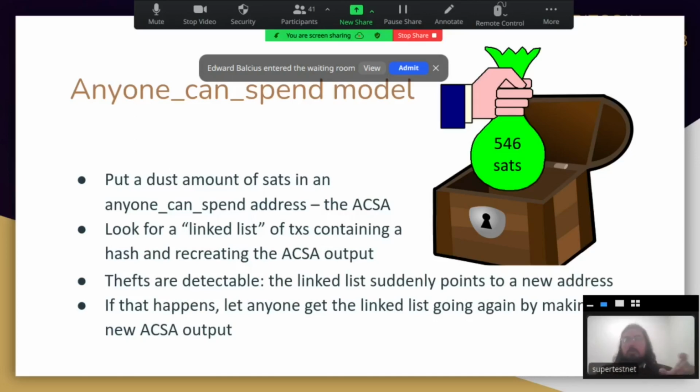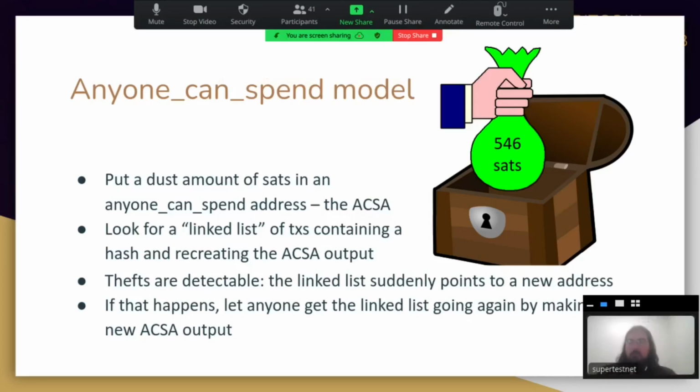So the anyone can spend model works like this. You put a dust amount of sats in an anyone can spend address, which I affectionately call the ACSA, because anyone can spend address. Then you just look for a linked list of transactions that contain a hash and recreate that output. You're just taking money from that address, putting it back into it. All that money is there for is to pay fees, so it doesn't need to be very much, like $1 or something. You just have enough in there to pay for fees, and every time there's money in there, you create a text field. Anytime you take money out of it or put money into it, you create a text field that has a hash of a sidechain block.